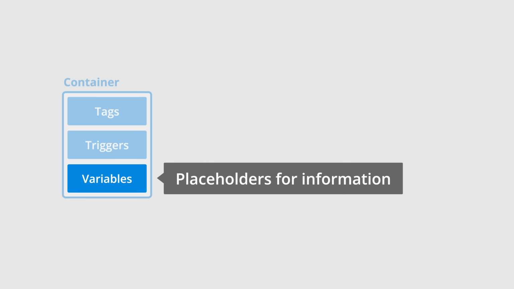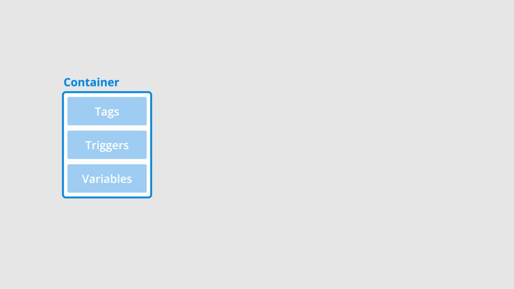Then there are variables. Variables are placeholders for information that we can use in Google Tag Manager. For example, we might want to capture details about a link someone has clicked on our website. We can then use this information in our tags, triggers, and even other variables. There is a range of built-in variables that let us access information automatically, and we can also create custom variables. And we have our container. A container stores all of the tags, triggers, and variables for our website.